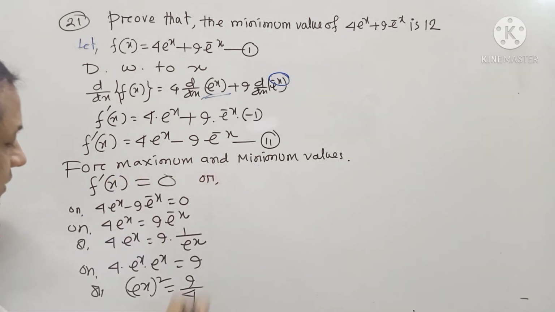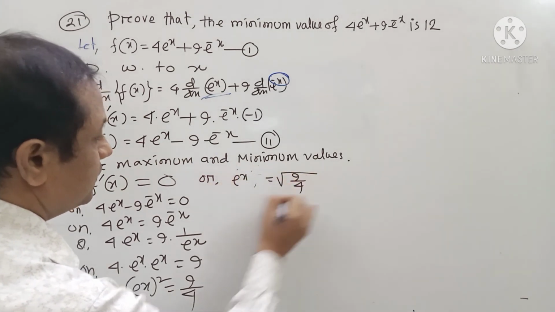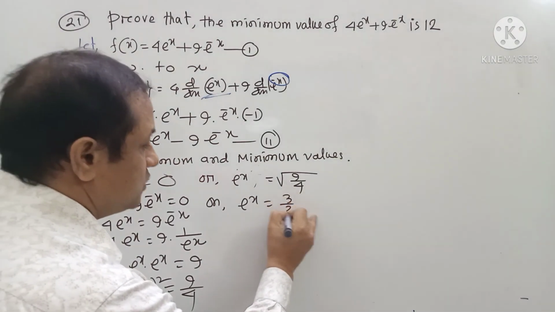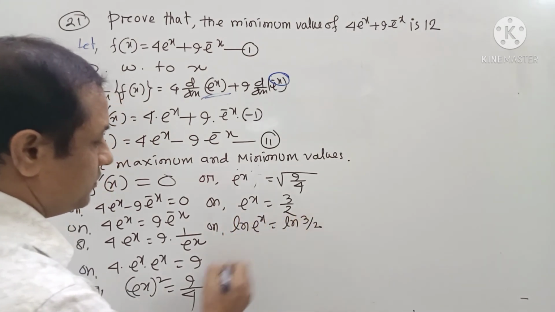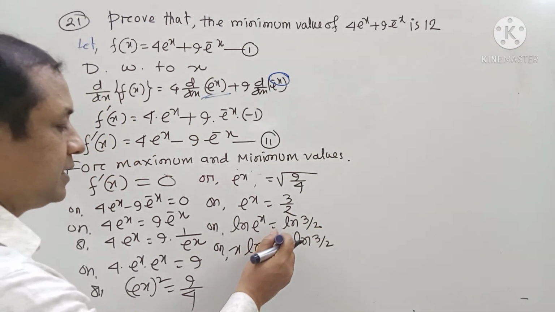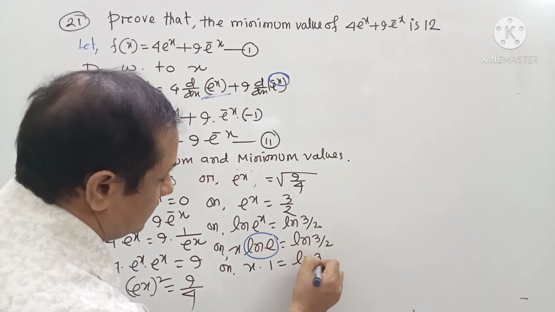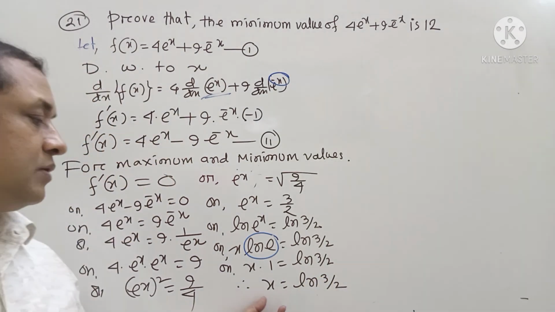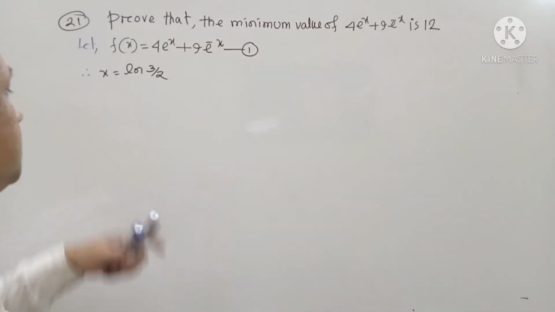Then students, e to the power x whole square equals 9 by 4, so e to the power x equals root over 9 by 4, which we can write as 3 by 2. Now taking ln on both sides: x ln e equals ln 3 by 2. We know that ln e equals 1, so the value of x equals ln 3 by 2.